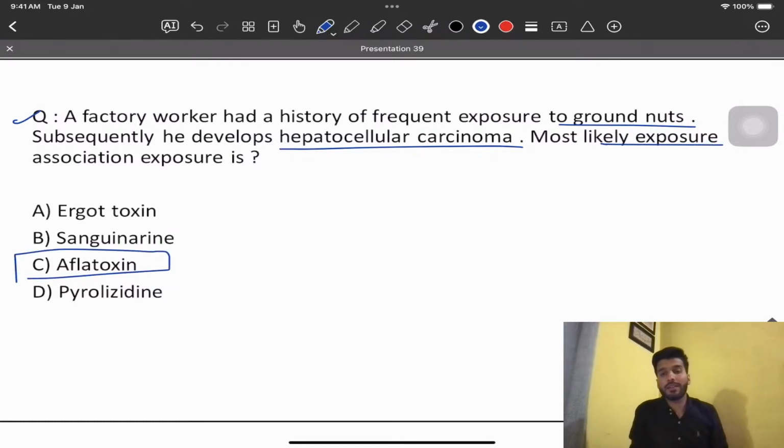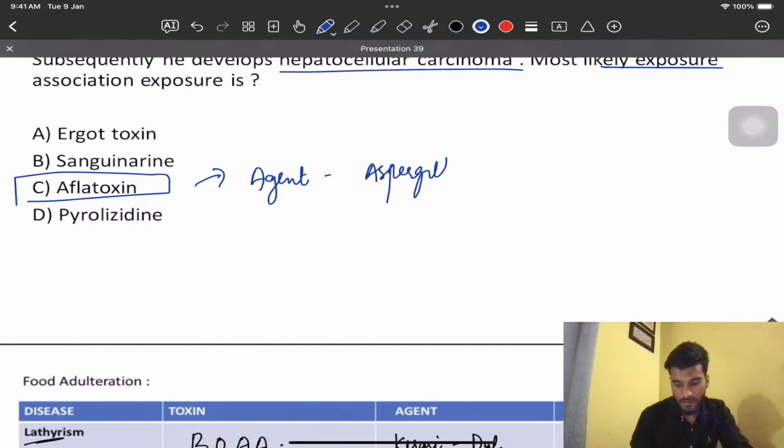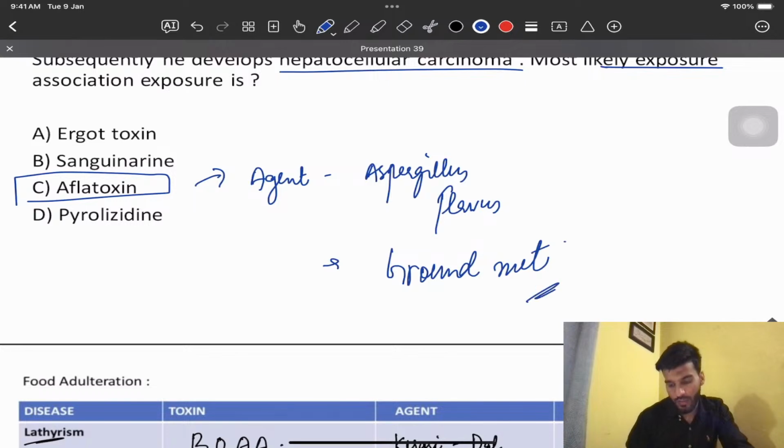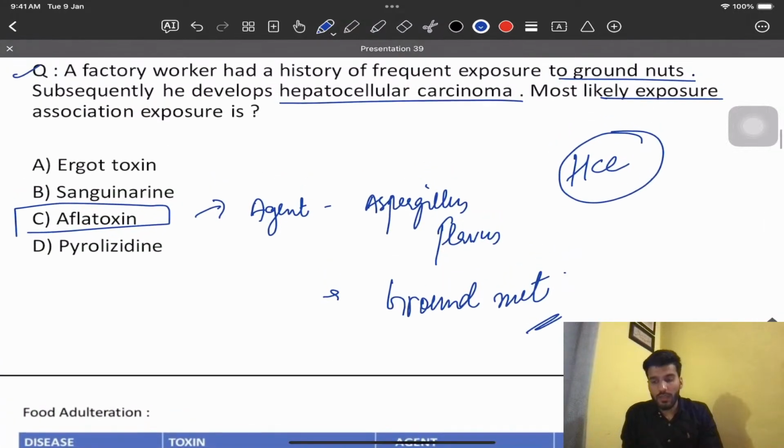Okay, guys, I've already discussed aflatoxicosis. The toxin is aflatoxin. Number one thing, guys, the agent is Aspergillus flavus. The food stuff is groundnut, and it is associated with hepatocellular carcinoma.